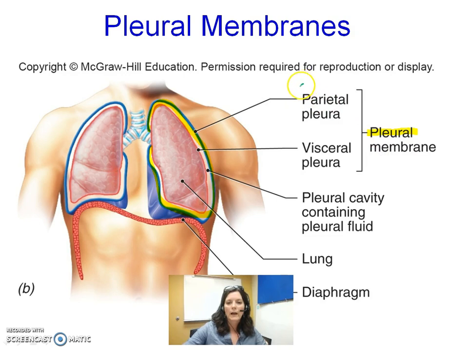There is an outer layer. The outer layer is called the parietal pleura. The inner layer is called the visceral pleura. Inner, visceral, outer, parietal. If you have a real visceral feeling about something, a lot of times somebody might call that a real gut feeling. Visceral just refers to organ.